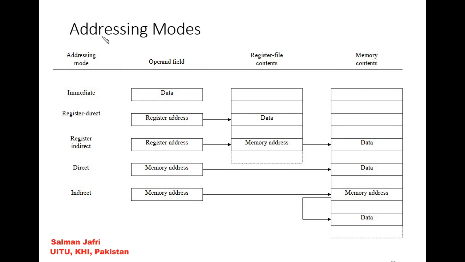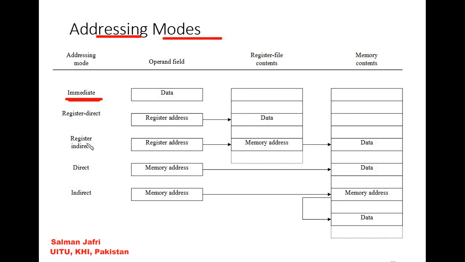Now we can look at the addressing modes examples. The first one is immediate. So what does the operand field contain? Operand field contains the actual data. So we get the data directly from the operand field. In register direct, the operand field is a register address. We go to that particular register and get the data.